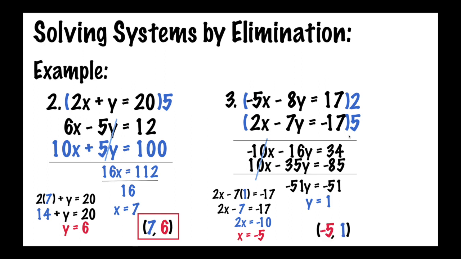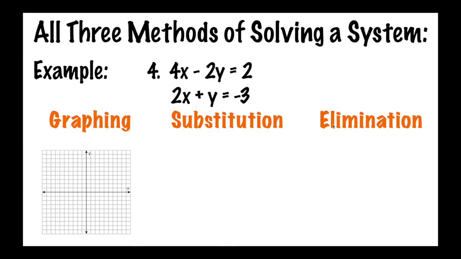So now that I think my answer is negative 5 comma 1, I do again want to check that for both equations. Here, this would be 25 minus 8, which is going to give me 17. This would be negative 10 minus 7, which is negative 17. So that worked for both equations.